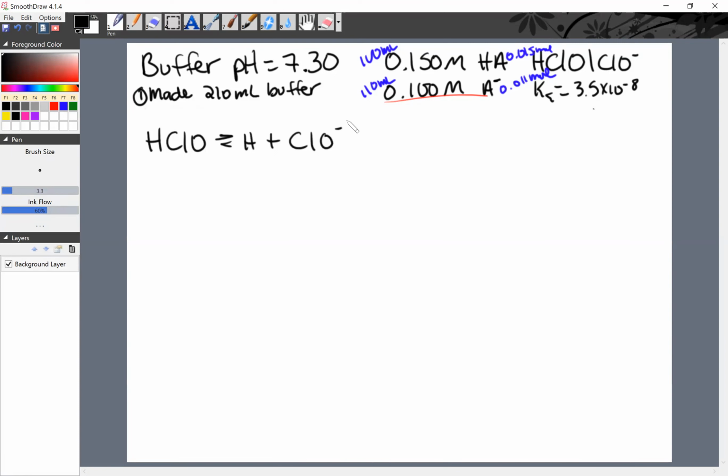I have 0.015 moles of my acid and 0.011 moles of my base. So what is my buffering capacity? Okay, that is my buffering capacity. I have 0.015 moles of my acid and I have 0.011 moles of my base. So that's how much I have that I could use up. So I'm going to be able to put a little bit more base in this buffer than I am acid because I have a little bit more acid to sop it up.